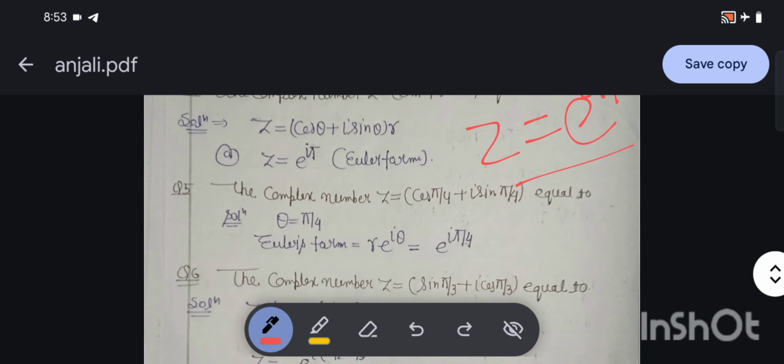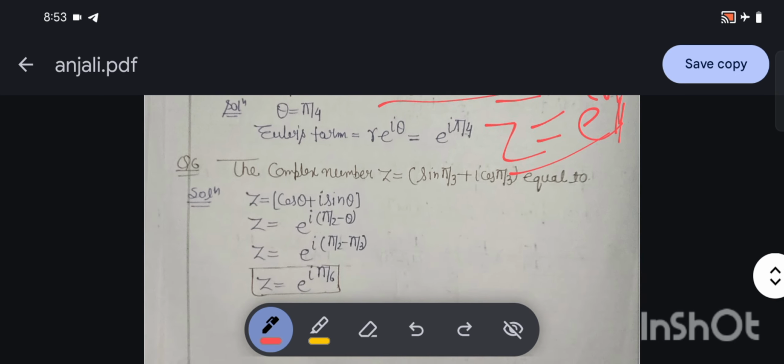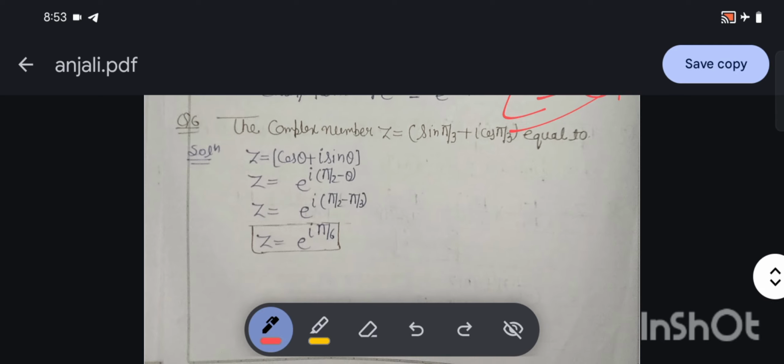The next one is the complex number z is equal to cos theta plus iota sin theta. This is a polar form. Okay, and mod of z is equal to 1. It means r, what is the value of r? 1. So z is equal to e to the power iota theta. What is the value of theta? Pi by 4. This will be the Euler's form. It is clear? The similar next question. Okay, you can see.